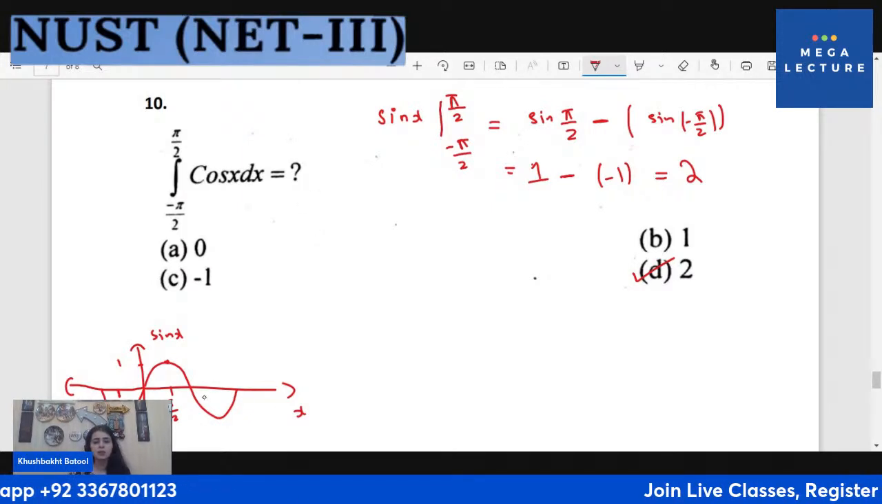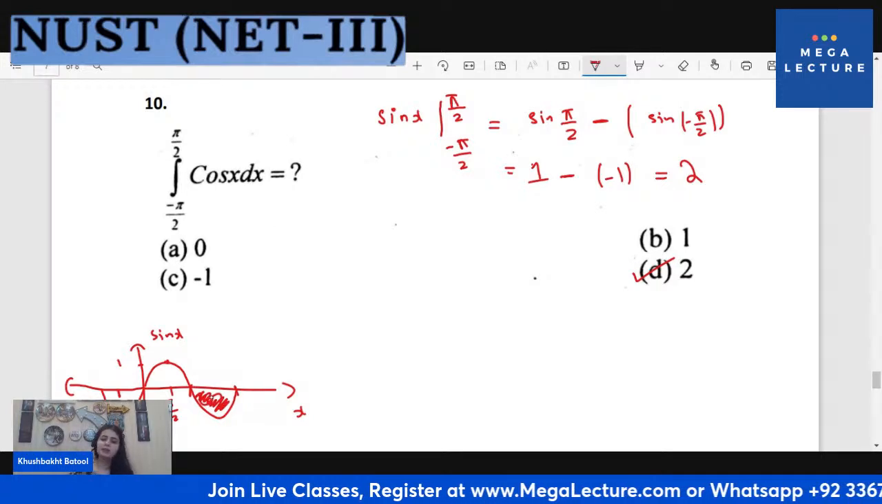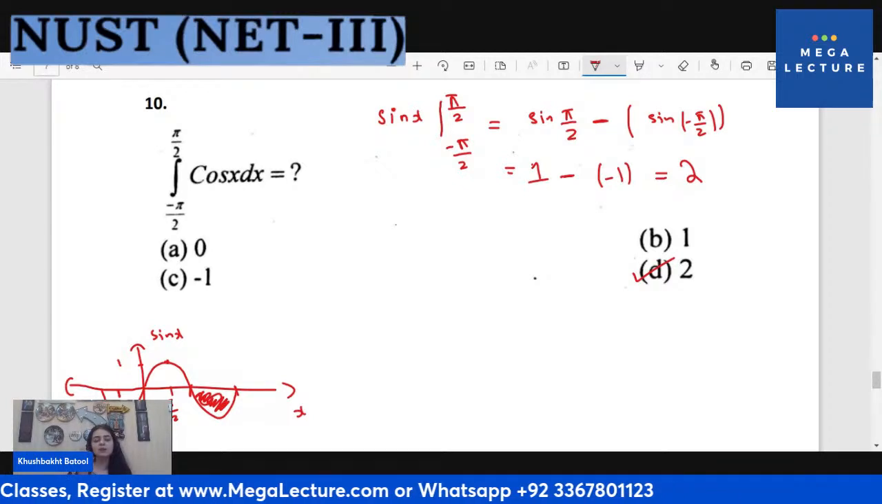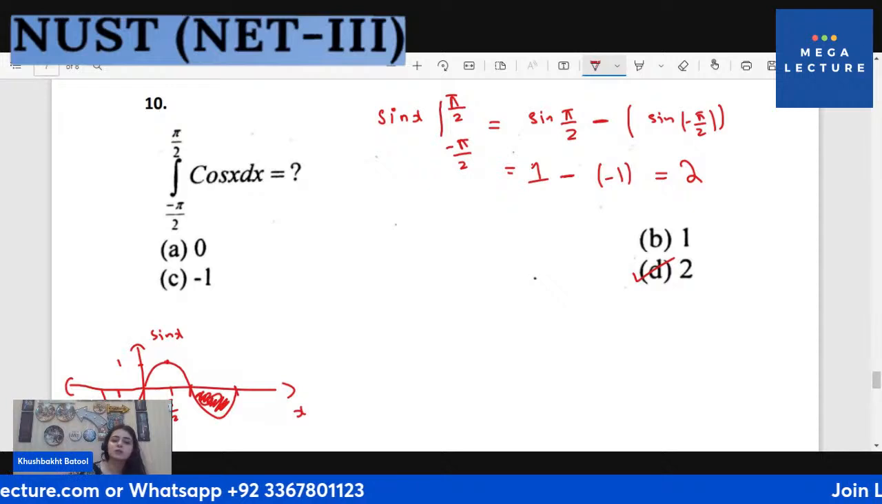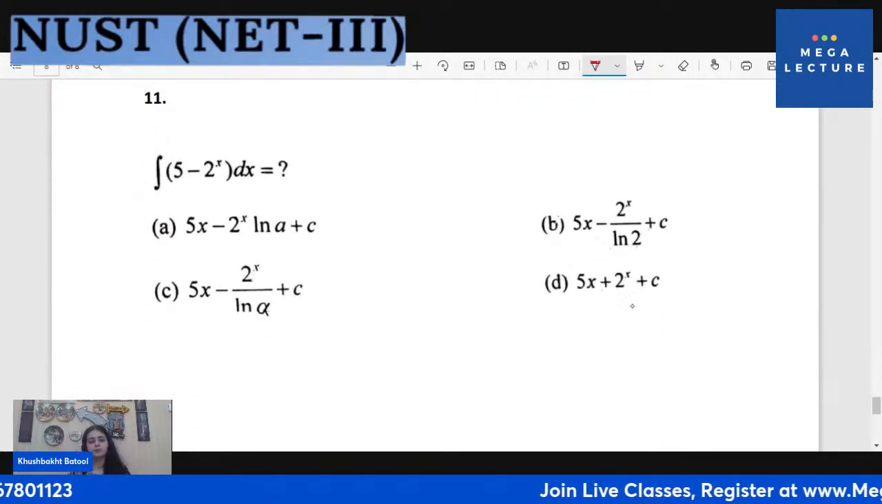But for example, if you integrate from pi to 2 pi, you will get a negative answer because this area is under the line, right? But the area is positive. You're getting a negative answer because of the integral, but logically speaking, the area is going to be positive, right? Okay. Let's talk about another question.